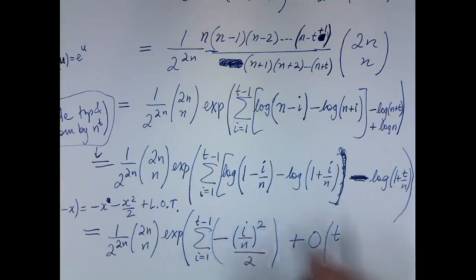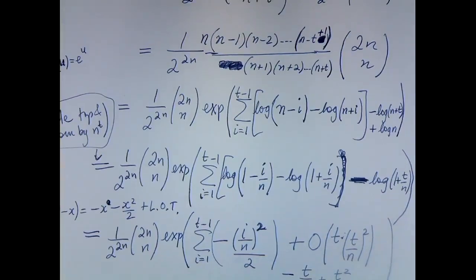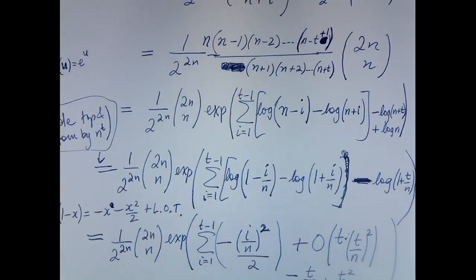If you don't understand the big O notation, that's just a way of keeping track of the errors. So the error is no more than t times an x cubed term, which is t times t over n squared. Okay. And then I have to add in this last term, minus log of 1 plus t over n, that is equal to t over n plus, of course, t squared over 2n squared, plus the same error term. Okay, so now I have to simplify all this.